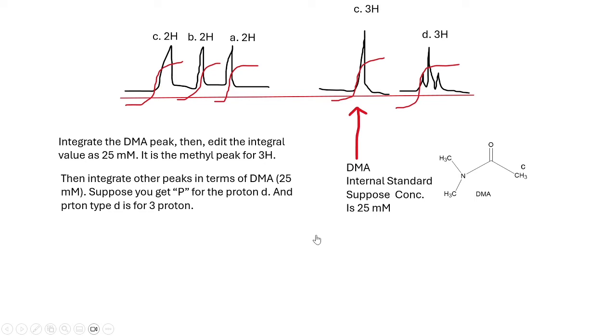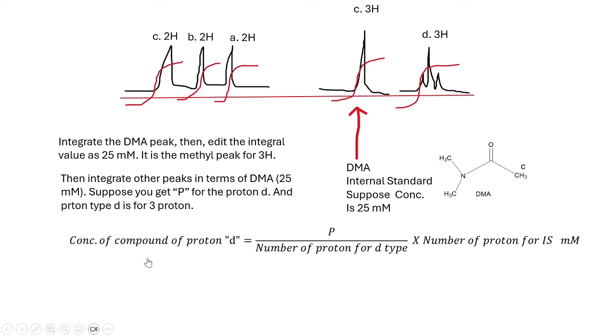Maybe this is another compound, and this D type proton is also for 3 protons. Then the concentration of compound D will be the integral value P over the number of protons for D type, which is also 3, times the number of protons for the internal standard. The number of protons for the internal standard is 3, and the unit will be millimolar. So in short, P over 3 times 3 millimolar.